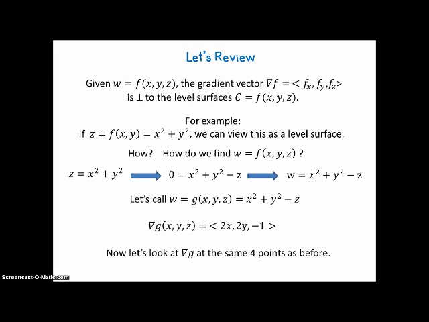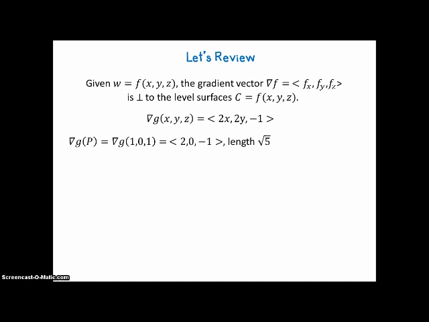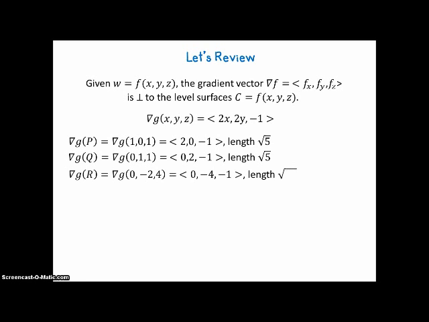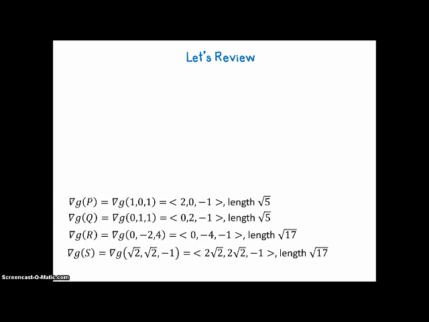Now let's look at gradient g at the same 4 points as before, because this is the same function we looked at before when we examined the level curves and the two-dimensional gradient vector. So let's move that up. And we're going to compute the 3D gradient vector at each of the same 4 points that we looked at for the two-dimensional gradient vector. Notice they're a little bit longer. And then let's move those down so we can take a look at a picture.